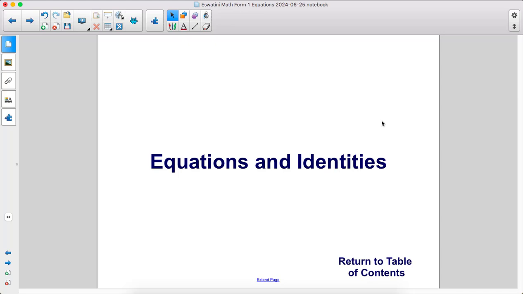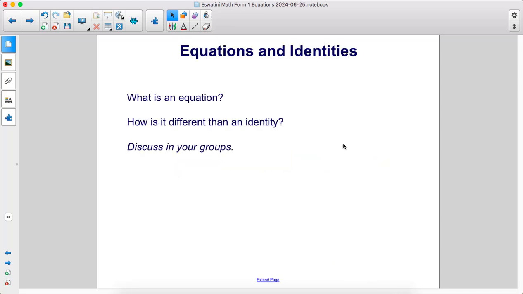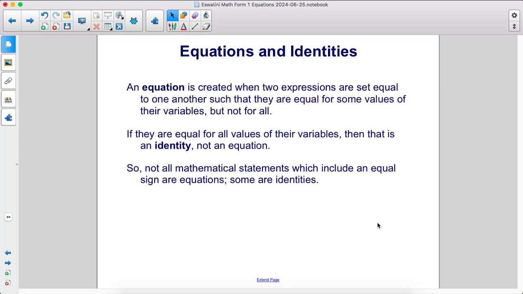Equations and identities. What is an equation? How is it different than an identity? Discuss in your groups. An equation is created when two expressions are set equal to one another such that they are equal for some values of their variables, but not for all. If they are equal for all values of their variables, then that is an identity, not an equation.